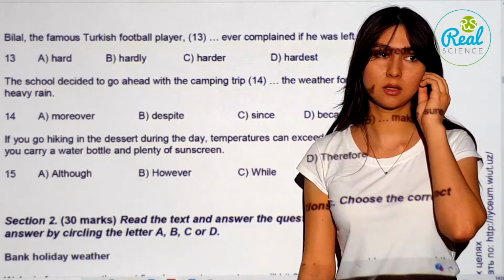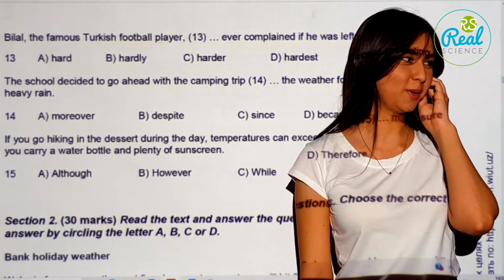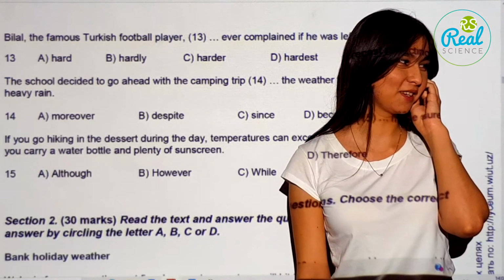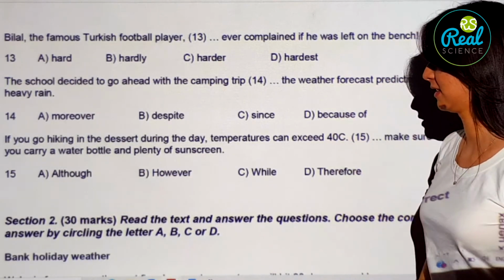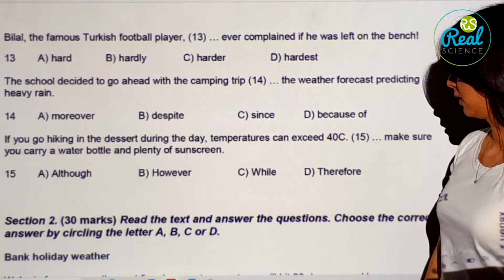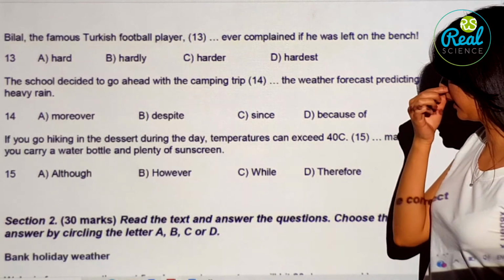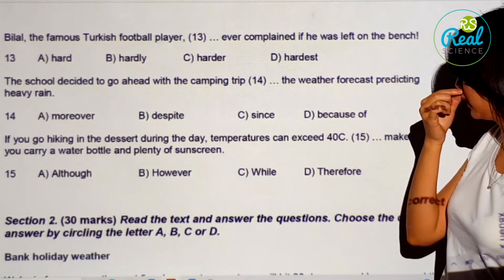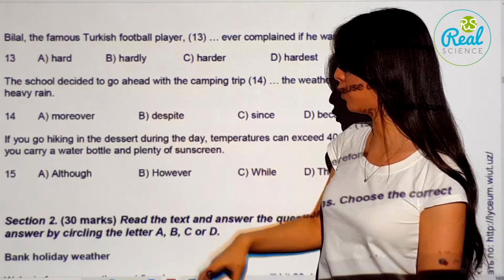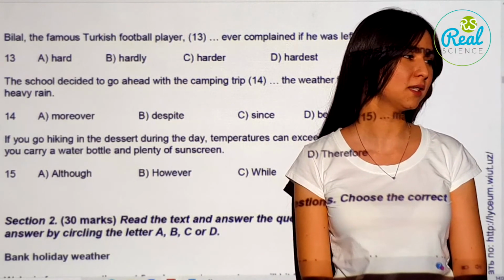So 14. Who wants to read? The school decided to go ahead with the camping trip despite the weather forecast predicting heavy rain. Okay, despite. Very good. So B1 is the most appropriate. Good. Next one. Who wants to read the 15th?